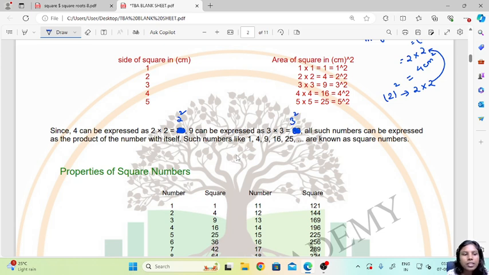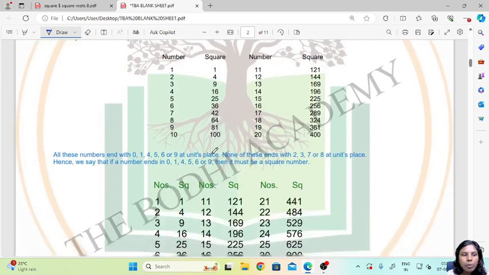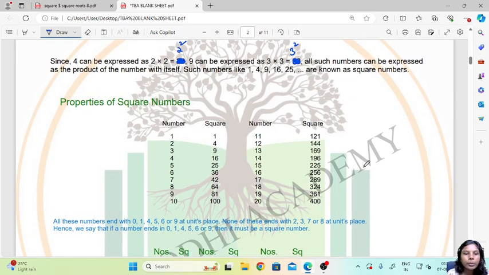All such numbers can be expressed as the product of a number with itself, such as 1, 4, 9, 16, 25. When you multiply the same two numbers together, you get these numbers. When you multiply 1 with 1, you get 1. When you multiply 2 with itself, you get 4. So 1, 4, 9, 16, 25, such numbers are called square numbers.